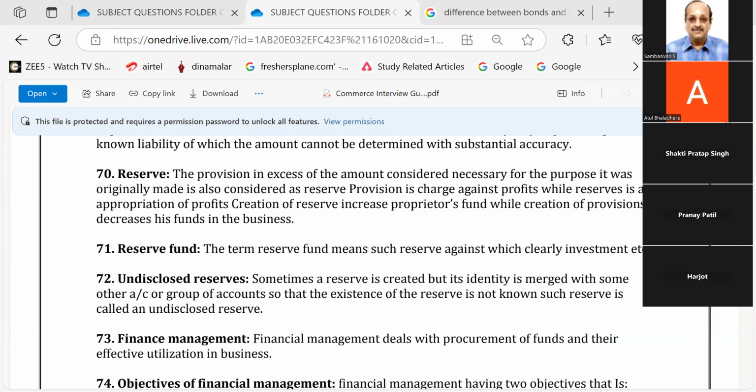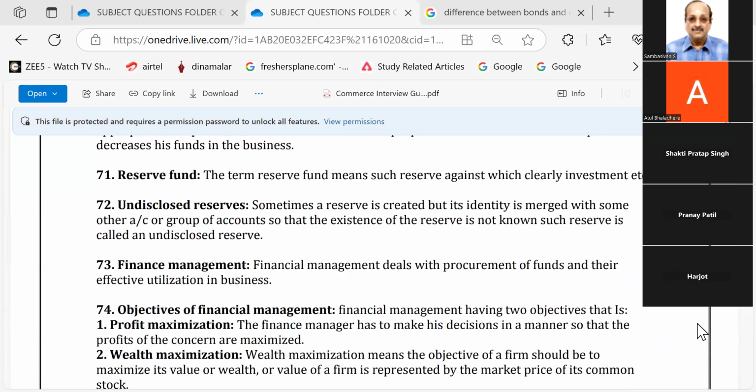Reserve fund. The term reserve fund means such reserves against which clearly investment, etc. Sir, I couldn't understand this point. The term reserve fund means such a reserve, for example, a reserve fund for machinery, a reserve fund for a new technical building. So these funds are created separately for that purpose. Could you follow? Continue.